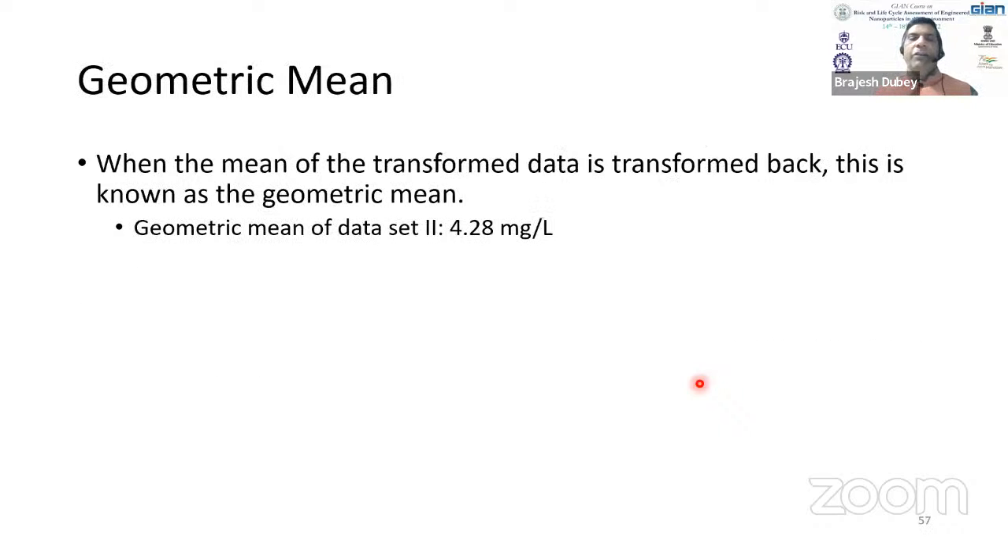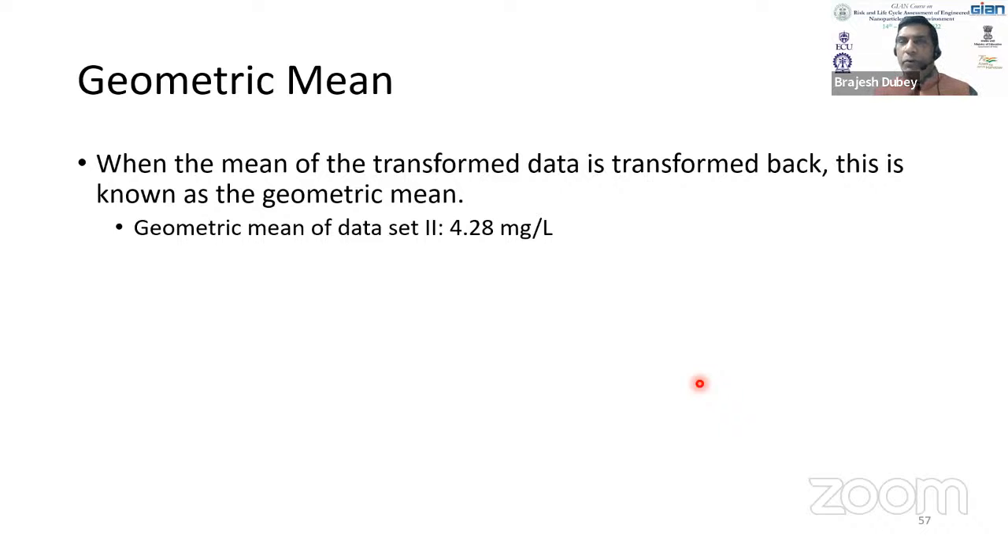And then we calculate the mean. We got 4.28 milligram per liter. That's called the geometric mean. So sometimes in papers and reports, you will see the geometric mean, not the arithmetic mean. The arithmetic mean is used when the data set is normally distributed.